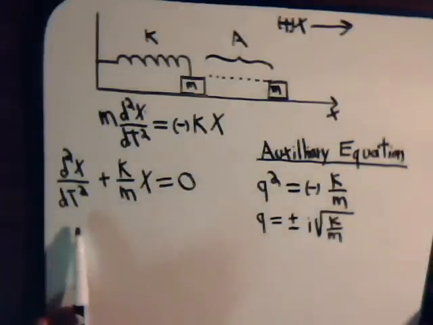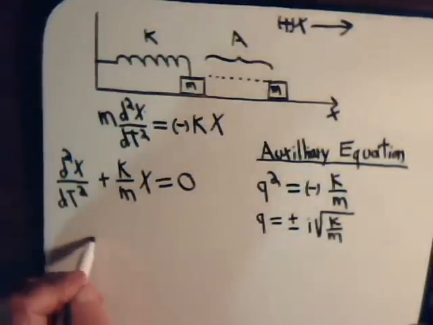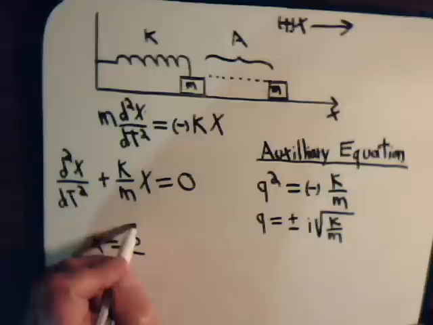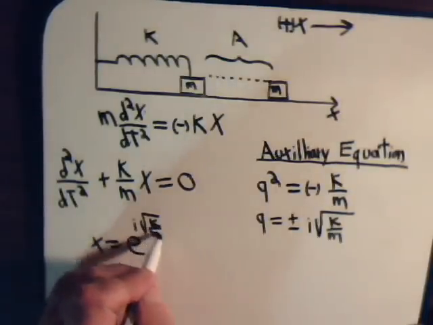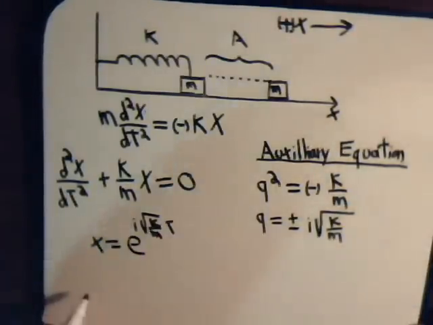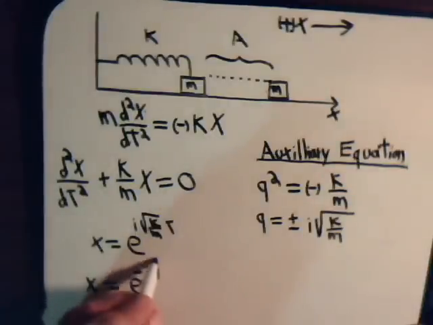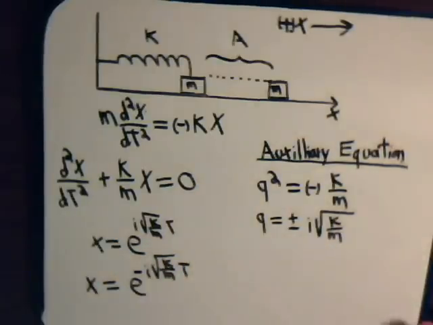So here, this is a second order differential equation. There have to be two solutions for x, and there are. We have x equals e to the plus i square root of k over m times t, and there is x equals e to the minus i times the square root of k over m times t.